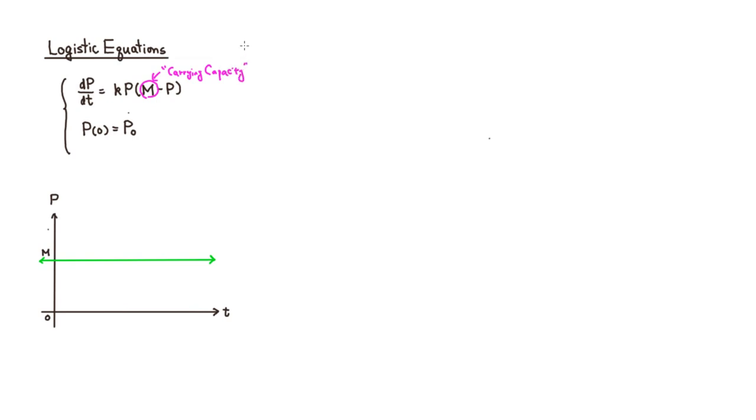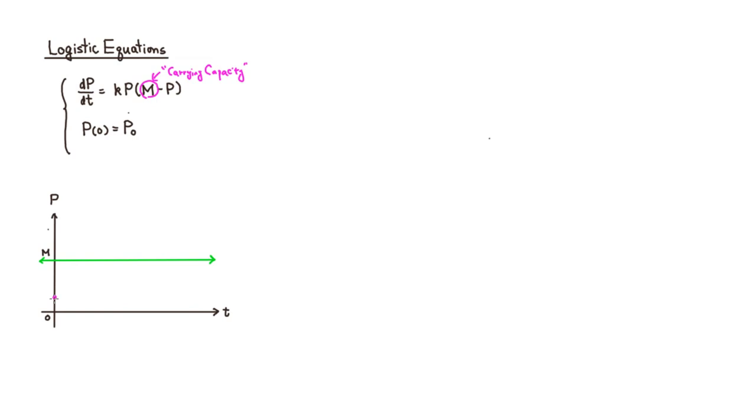And initial conditions, let's say P of 0 is P0. Looking at this differential equation, we can kind of predict how the population is going to behave based on the initial population. For example, let's look at the population starting from smaller than M.